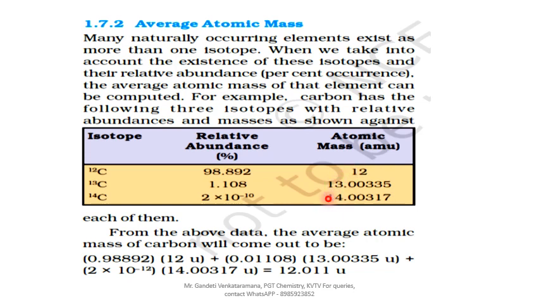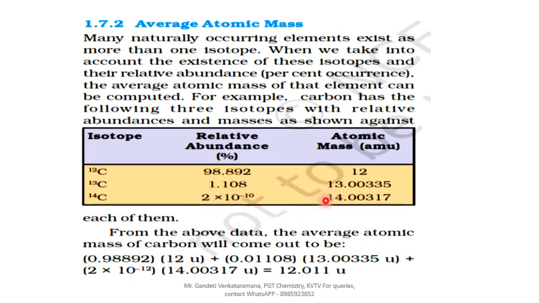So how to calculate the average atomic mass of carbon? That is important now. It is very simple. First, this is the percentage. Divide this percentage by 100. For example, 98.892 by 100 into 12, plus the second case, 1.108 by 100, you will get 0.01108, into the atomic mass, again plus the C14 value, divide this value by 100 and multiply with the atomic mass.